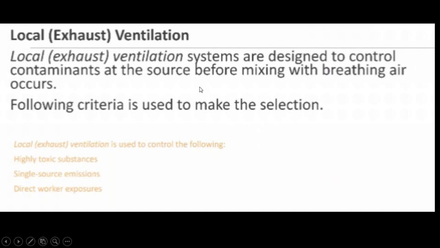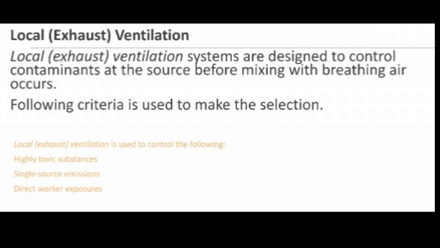Is it an example of local exhaust ventilation if there is some activity where fumes are generated, so we put some exhaust to exhaust those fumes to outside the room, outside the environment? No, I don't think so. This does not fulfill the criteria of local exhaust ventilation.